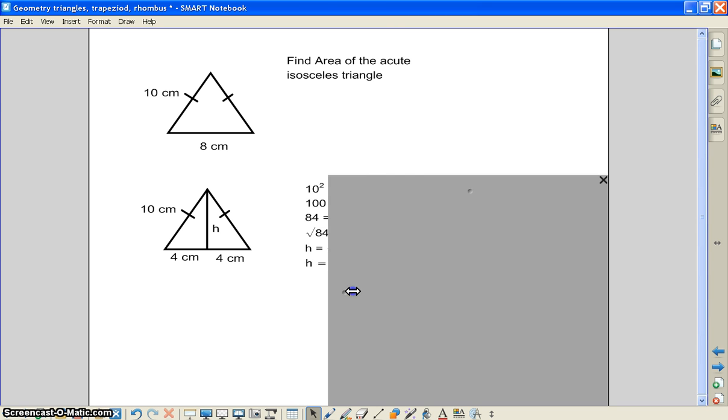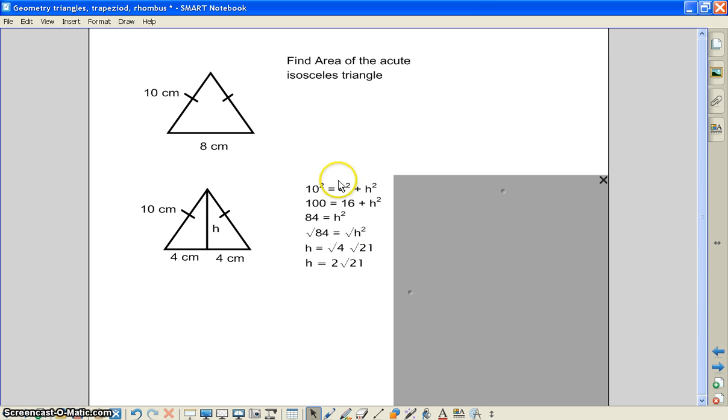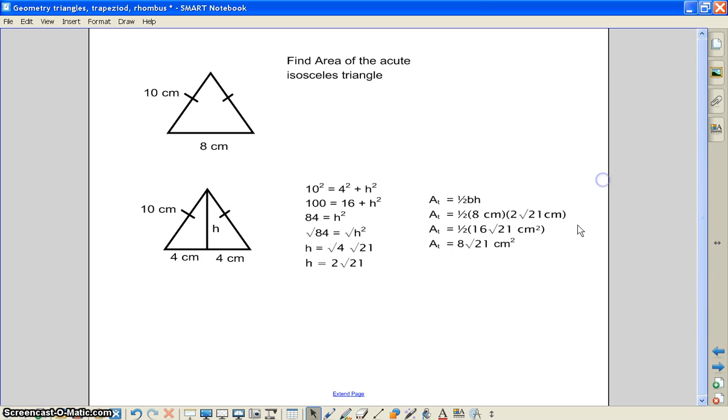It's one of the properties. So we can use the Pythagorean theorem to find the height. Again, the hypotenuse is across from the 90 degrees in the triangle. Now we have the height and we have the base of 8. So we simply plug into our formula: 1/2 times 8 times the height of 2 times the square root of 21 centimeters. We end up with an area of 8 times the square root of 21 centimeters squared.